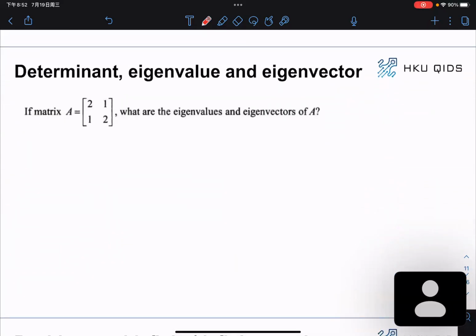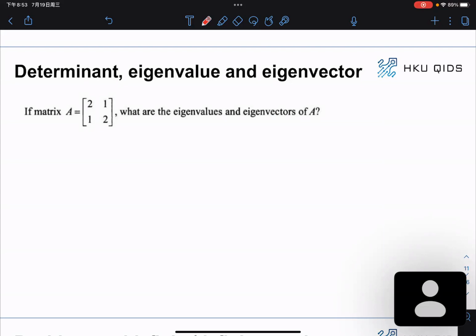And now let's come to the problem here. If matrix A equals [[2, 1], [1, 2]], what are the eigenvalues and eigenvectors of A? Well, the question is not that hard, but I want to show you all the three methods you could use to solve this problem. The first one is just to use the definition of eigenvalues and eigenvectors.